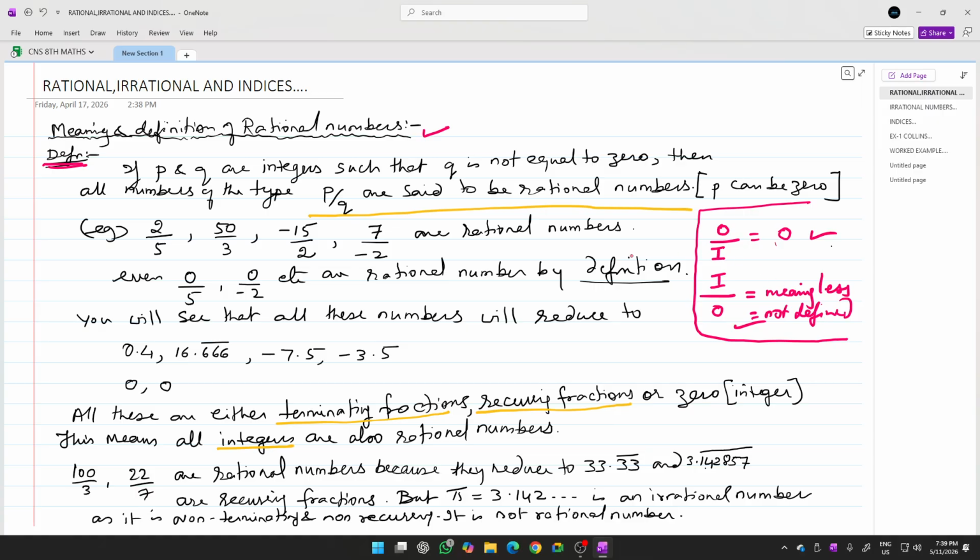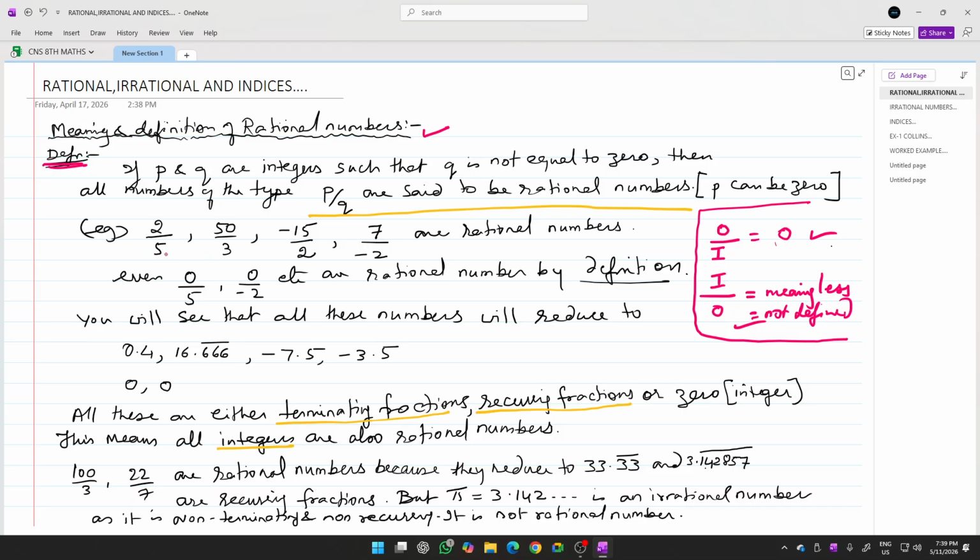Okay. So let us take some example. Let us take 2 upon 5. Now 2 upon 5 is of the form P upon Q. P upon Q, both are integers. 2 is also an integer, 5 is also an integer. Okay. And moreover, your denominator, that is Q, is not equal to 0.